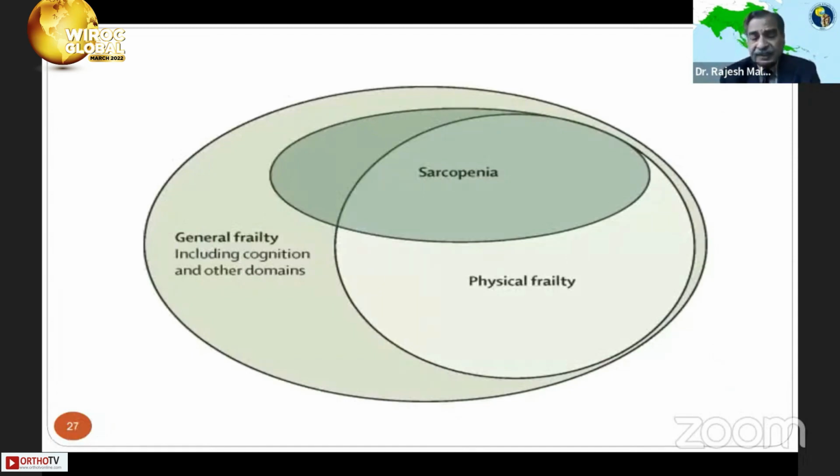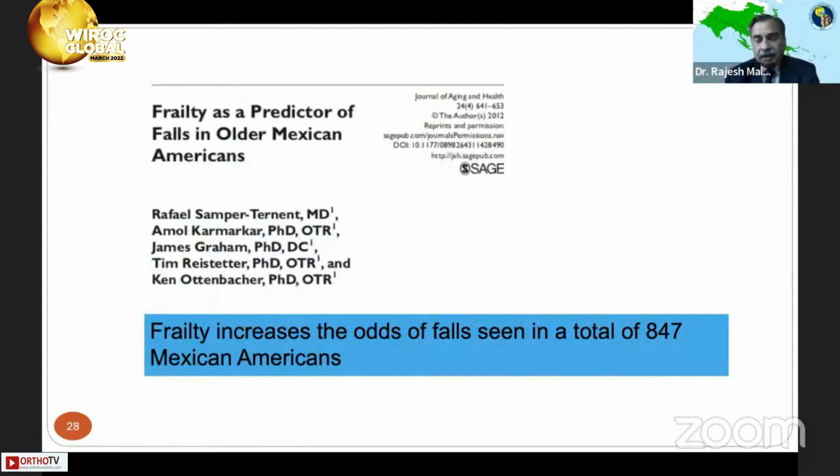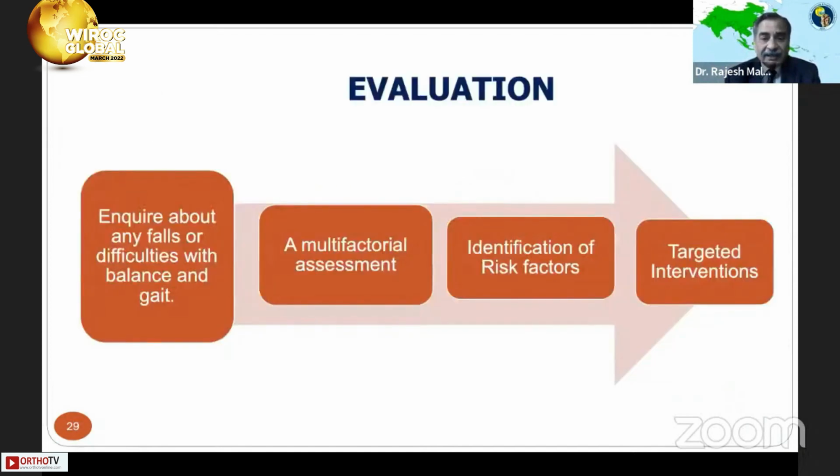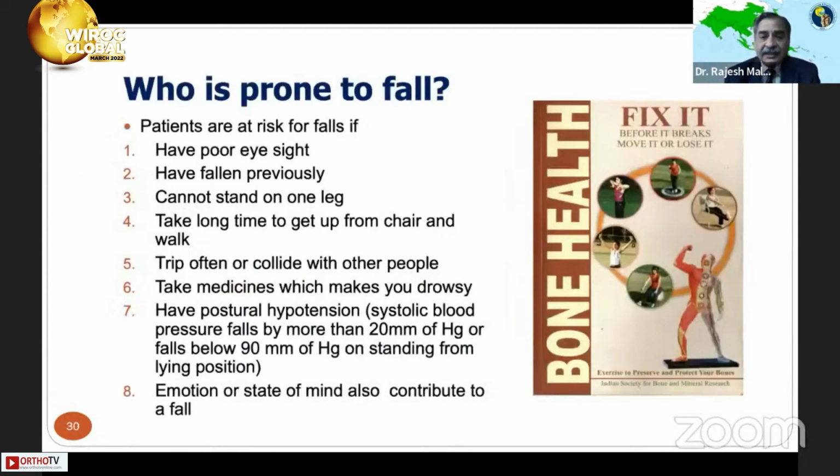Sarcopenia, along with physical frailty, is a part of general frailty, which includes cognition and other domains, and is responsible for falls, as was shown by this study among 847 Mexican Americans. So, how do you evaluate them? You inquire about any falls or difficulties with balance and gait. It's a multifactorial assessment, identification of risk factors, and targeted intervention.